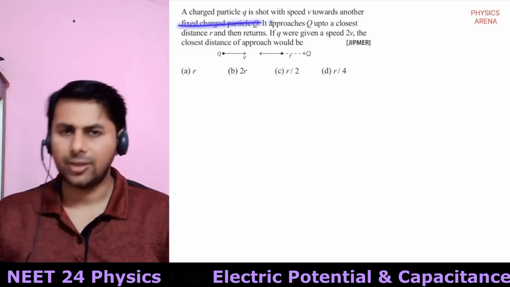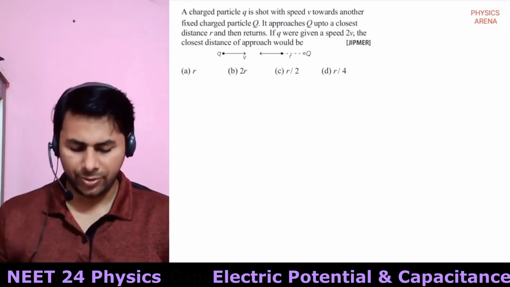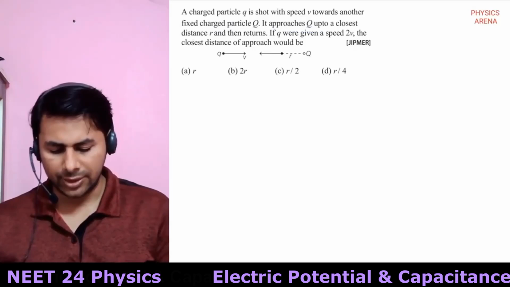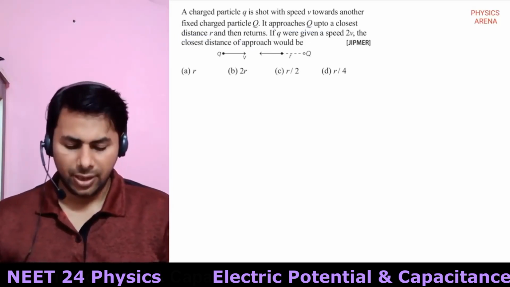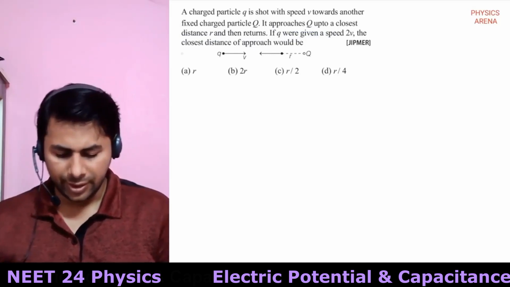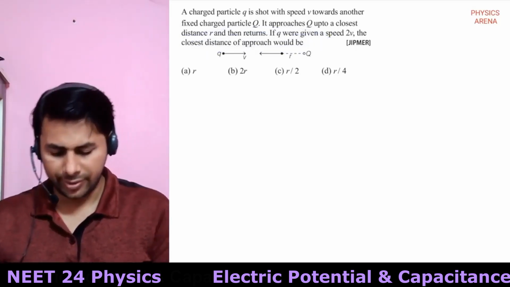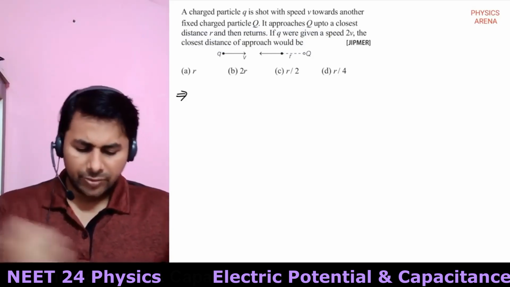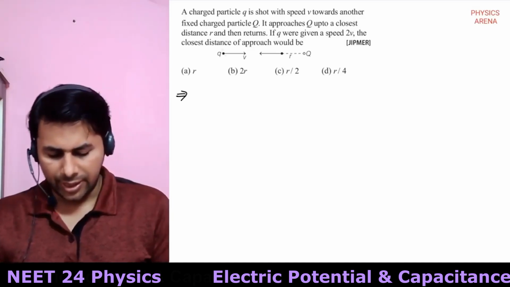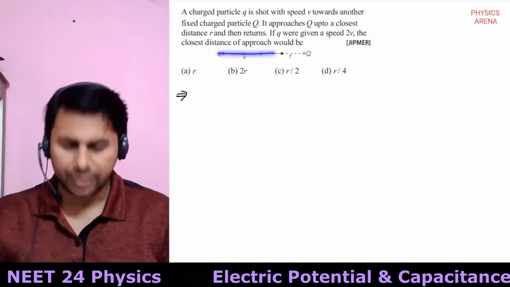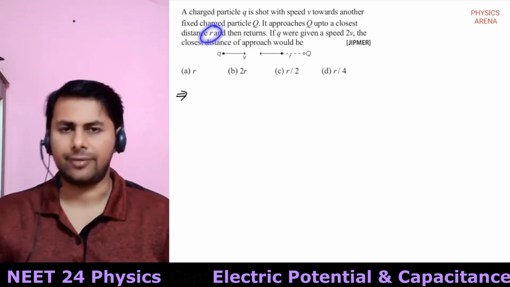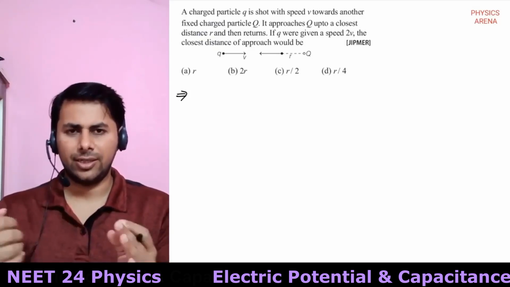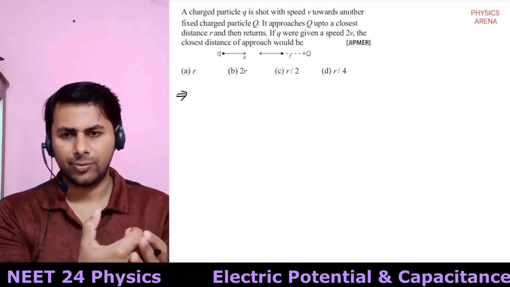Next one, a charged particle q is shot with speed v towards another fixed charged particle capital Q. It approaches Q up to a closest distance r and then returns. If q were given speed 2v, the closest distance of approach would be. Tell me. First it is given speed v. Okay, this charge is given speed v, so it goes till distance r and stops. So what happens? This kinetic energy gets converted to potential energy.